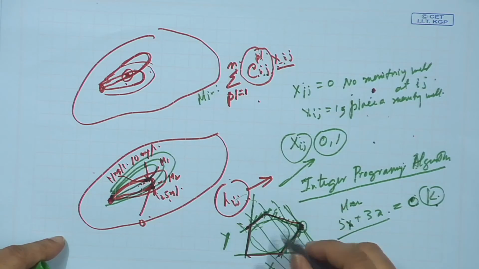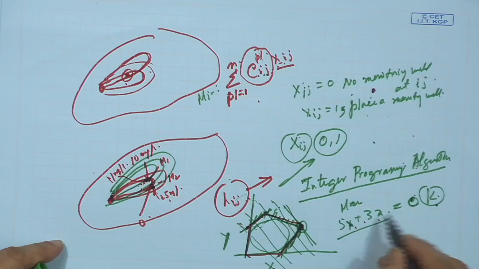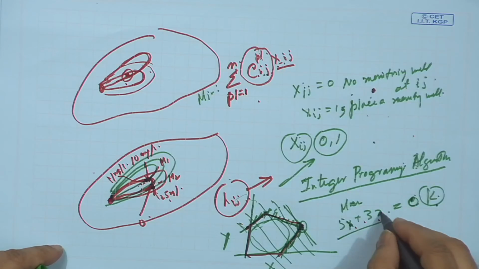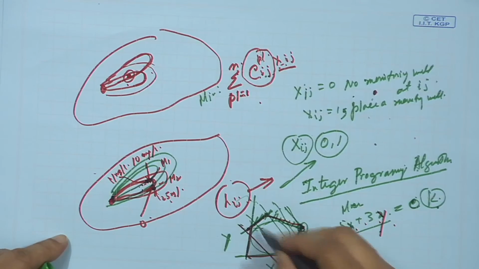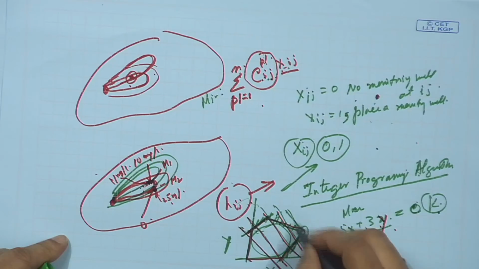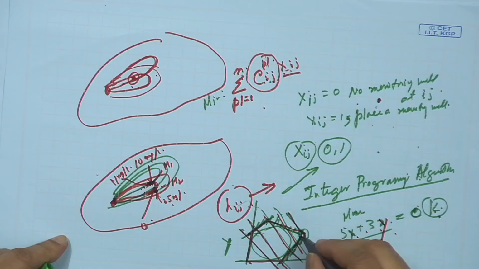And the objective function looks like some function like 5x plus 3y, maybe something like that. And then I can say that I can move this way, this way, this way. I don't know what the value of k is. The maximum value of k I can get is here.